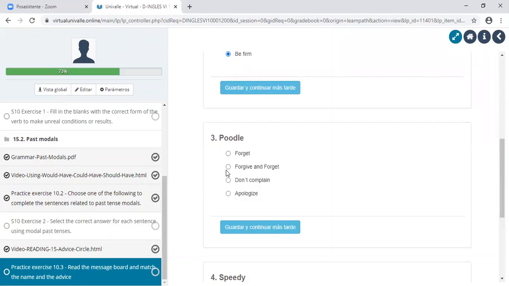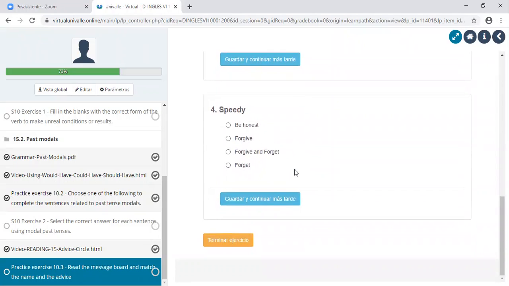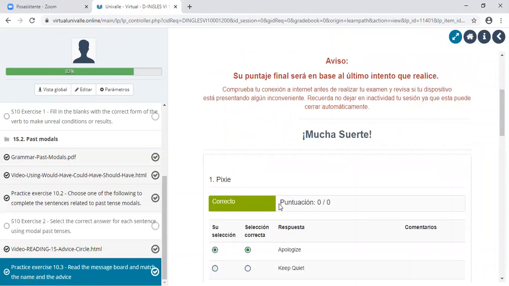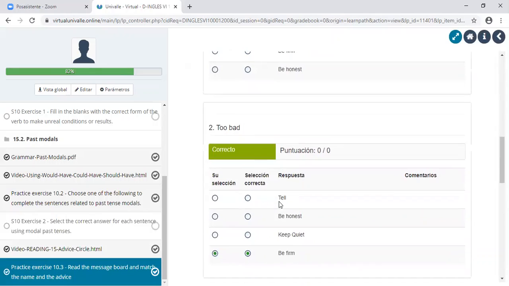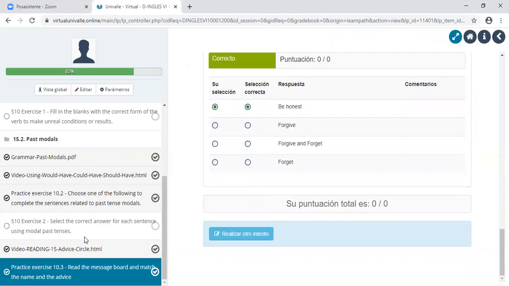Poodle: forget, don't complain, apologize. I will say don't complain. Speedy: be honest, forget. I will say be honest, okay? Now we are going to submit our answers and we're going to check if they're right. Very good. Number two, very good. Excellent and very good. Okay.